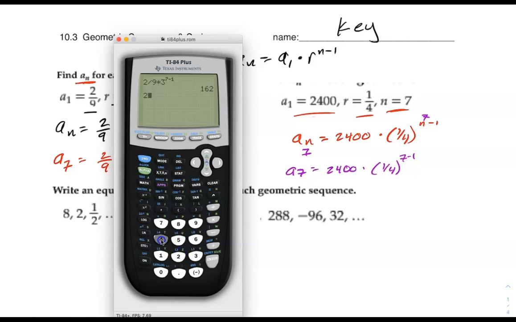So 2400 times 1/4 to the 6th power, or the 7 minus 1, I'll put it just to be safe. But I know 7 minus 1 is 6. Trust me. So I get about 5.85937. So it's a big decimal. You could try to make it a fraction. Let's see if that's nicer. Either way works. So 5.859 or 75 over 128.